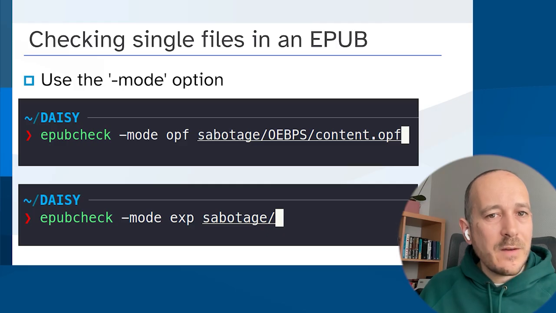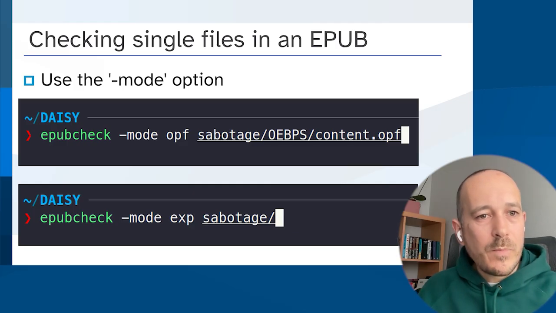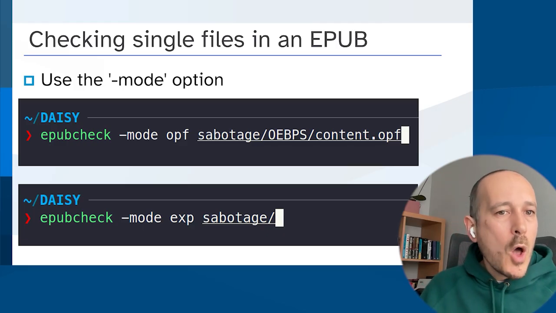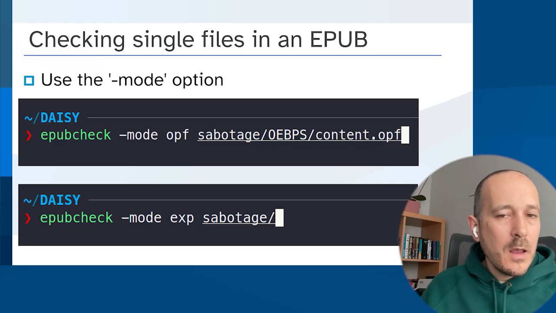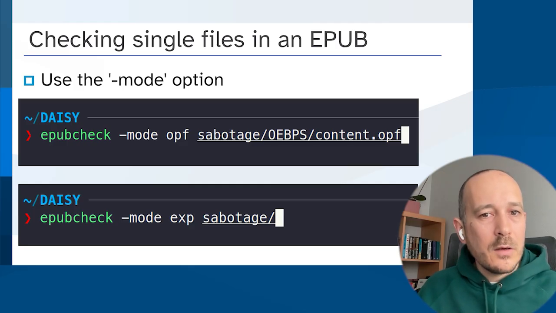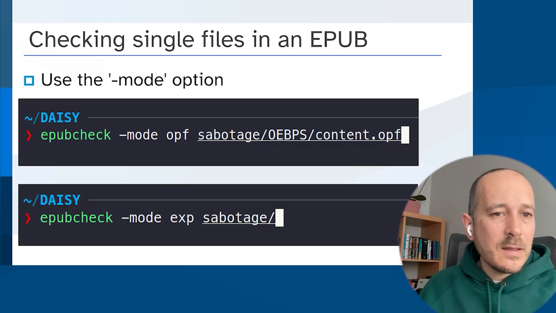If I unpacked my earlier test file to a directory named sabotage, the command goes: epubcheck -mode opf sabotage/OEBPS/content.opf. Note, however, that when checking individual files within the EPUB publication, only a subset of checks will be executed. The reason is simply that EPUBCheck needs to be aware of the entire file set to run a full evaluation. For example, EPUBCheck can only assess if internal links resolve correctly if it has access to the entire file set context. Evaluating a single file will miss that kind of errors.